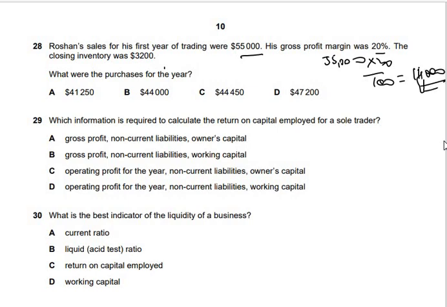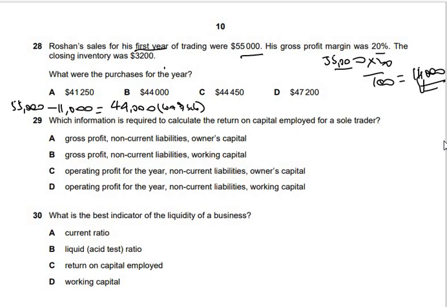So now, after finding the gross profit, I can easily know the cost of sales by taking 55,000 minus 11,000, which is going to give me the cost of sales. So cost of sales is 44,000. Now, I have the cost of sales. I don't have opening inventory because it's the first year of trading.